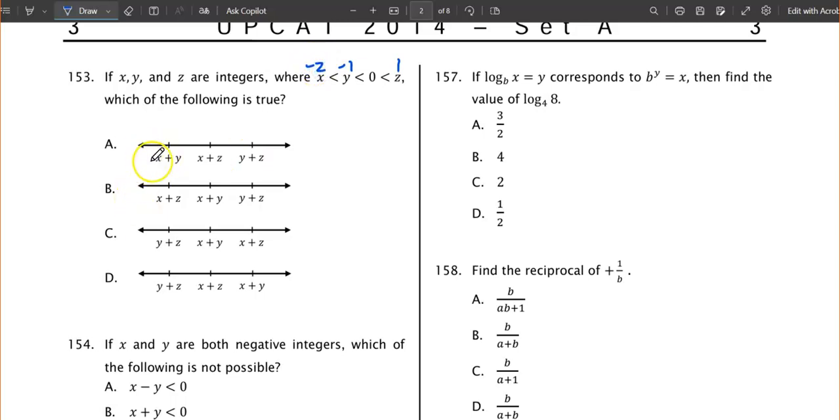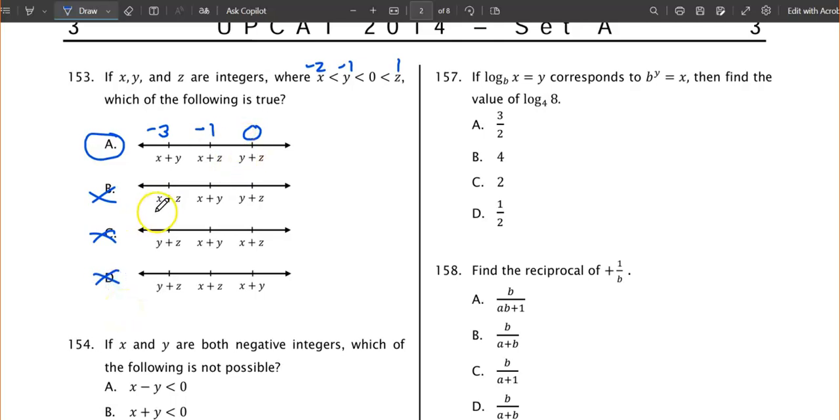And then I'm going to test, what is x plus y? x plus y is negative 3. And then x plus z is negative 1. And then y plus z, that is 0. Is this correct? Is the order correct? Yes. So this will be my answer. This is wrong, this is wrong, this is wrong.